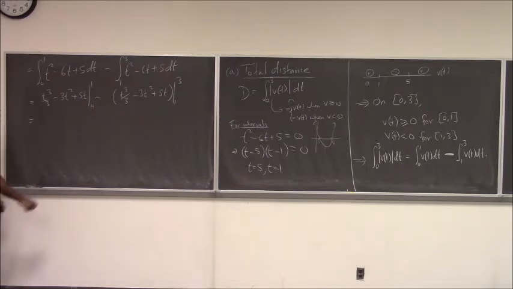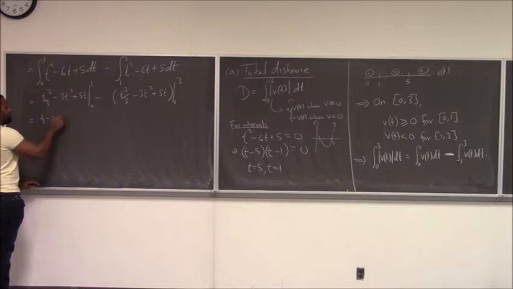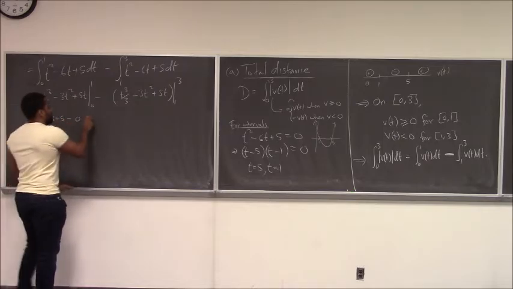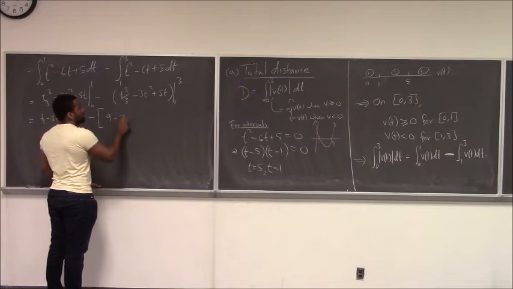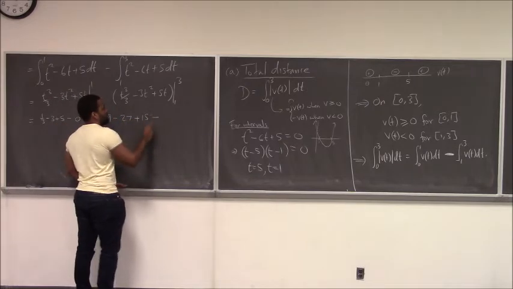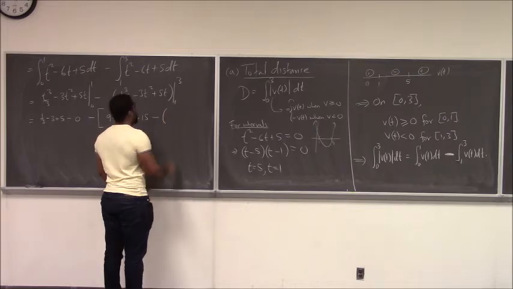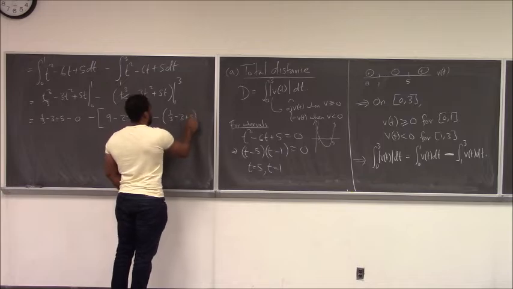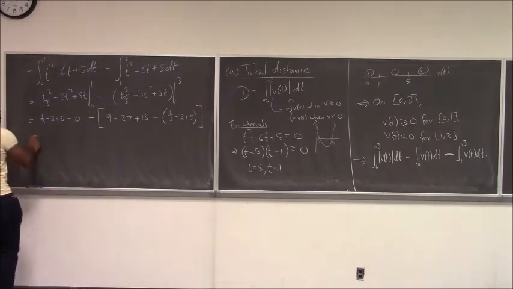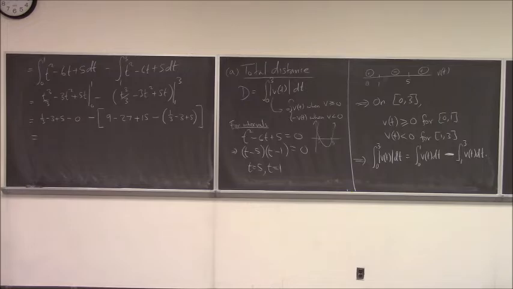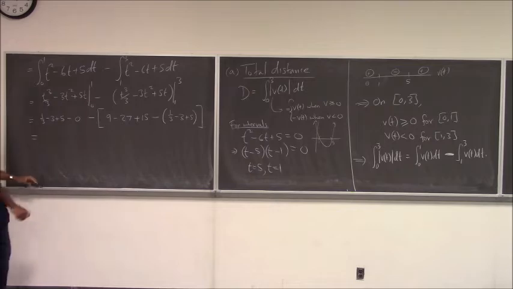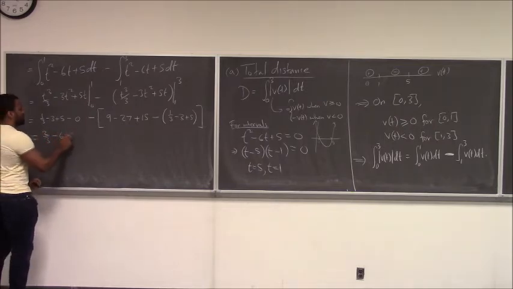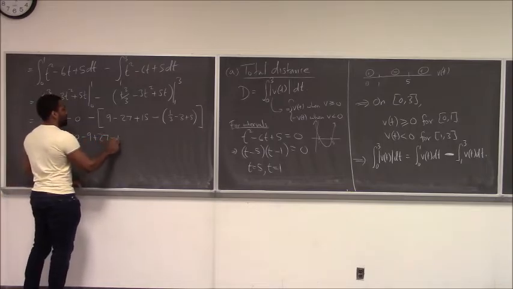So here you would have a third minus 3 plus 5 minus 0. Minus, over here, you would have 9 minus 27 plus 15 minus a third minus 3 plus 5. So what would we have here? Well, these guys are all going to be doubled because I have a minus of that expression. So this is 2/3 minus 6 plus 10 minus 9 plus 27 minus 15.